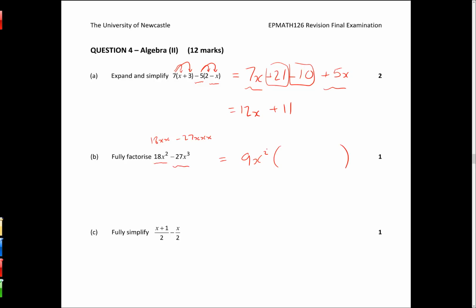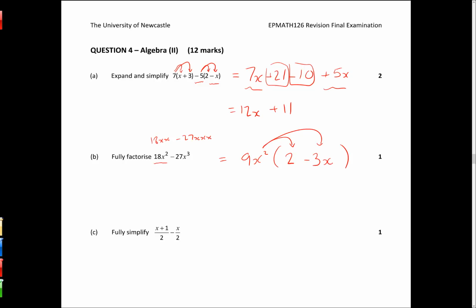So now I'm thinking, 9x squared times what will give me 18x squared? All I need to do is times by 2. 9x squared times what will give 18x squared? 2. Now 9x squared times what will give me this minus 27x cubed? Well, I need a minus 3 to turn the 9 into a minus 27, and I need an extra x to turn the x squared into an x cubed.